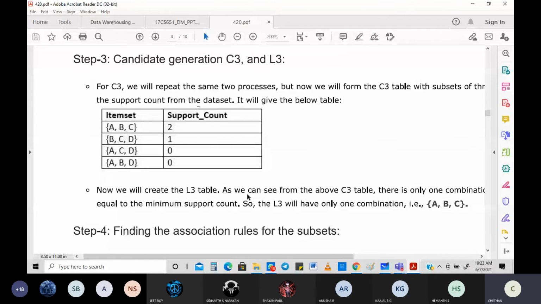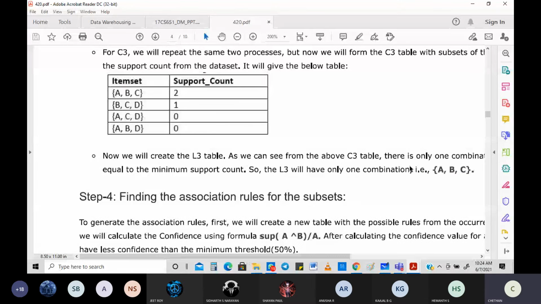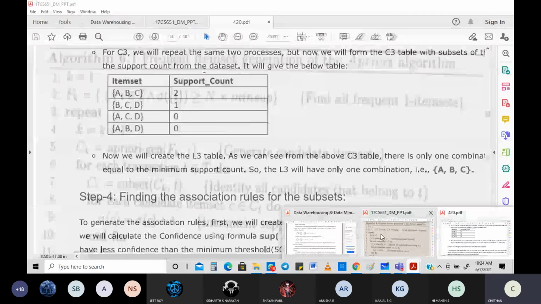Now, we create the L3 table. As we see in the C3 table, there's only one combination of items equal to the minimum support count. What is that? A, B, C. Only this one is coming across as meeting the minimum support. So, what is the most frequent set? A, B, C. The most frequent set is nothing but ABC.